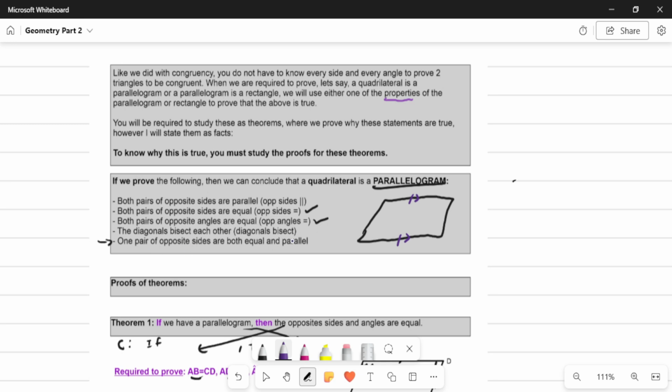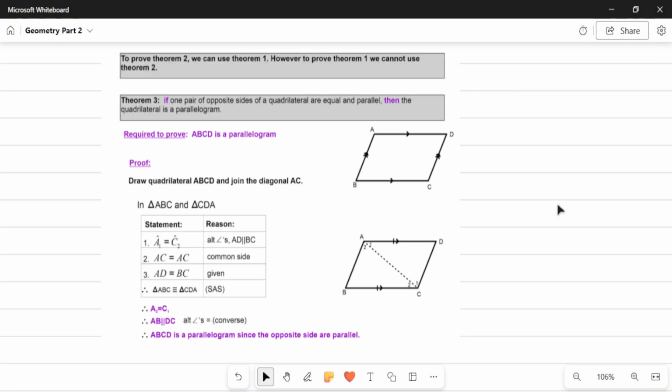This is such a powerful theorem because if I can just prove that one pair of opposite sides are equal and parallel, I have a parallelogram. So I don't have to do both pairs. I can just do a single pair, right? So that's the power of this theorem. And so let's start proving the theorem so we can use it. If one pair of opposite sides of a quadrilateral are equal and parallel, then the quadrilateral is a parallelogram.